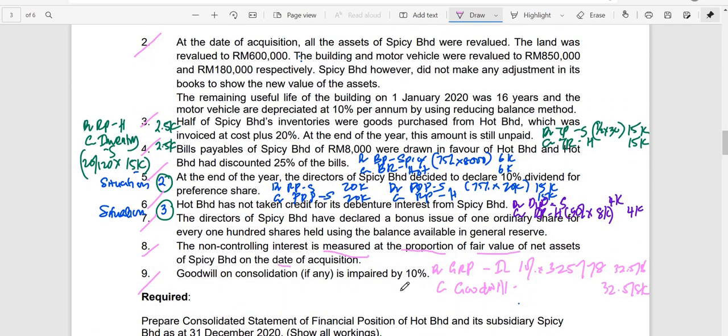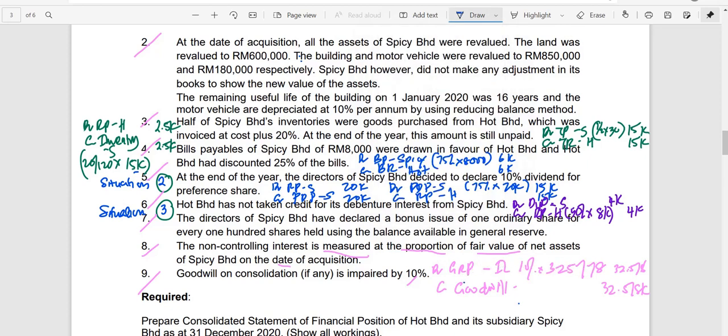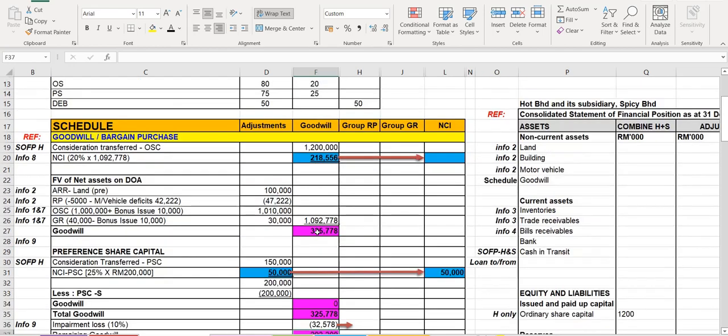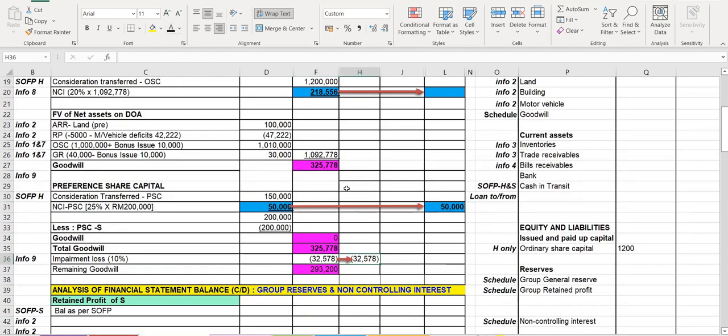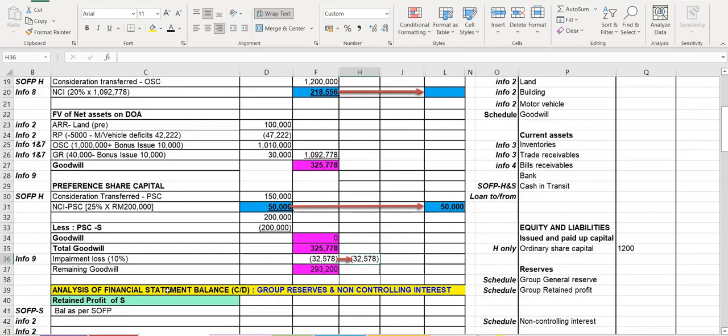So earlier we have done already the consolidation adjustment for the impairment loss. And if you can see, we have already debited the group retained profit with the impairment loss, and therefore that will have reduced the goodwill. So you need to go and reduce the goodwill with the impairment loss, and the impairment loss was 10% from the total goodwill. So that was 32,578, and the remaining goodwill was 293,200. And the impairment loss, don't forget, you need to include the impairment loss in the group retained profit column, because that will reduce the group retained profit with the impairment loss. It is an expense. The remaining goodwill that you will show in your preparation of statement of financial position later would be 293,200. That will be shown in the non-current asset.